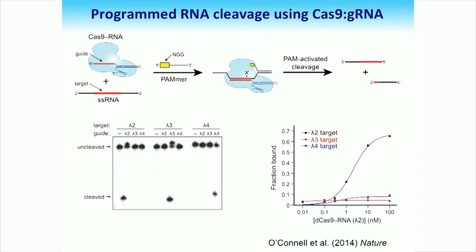This is a programmable reaction. So if we program Cas9 with different guide RNAs that recognize different sequences, we can show that only the RNA target that contains complementary sequence to the guide is cleaved in the reaction. So it maintains this programmable property, and this is just showing that only the RNA strand with complementarity actually binds in the complex.